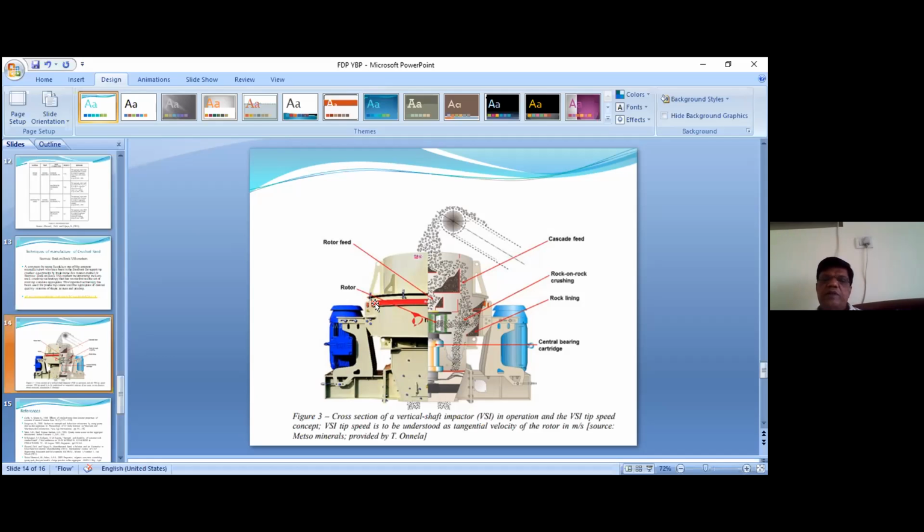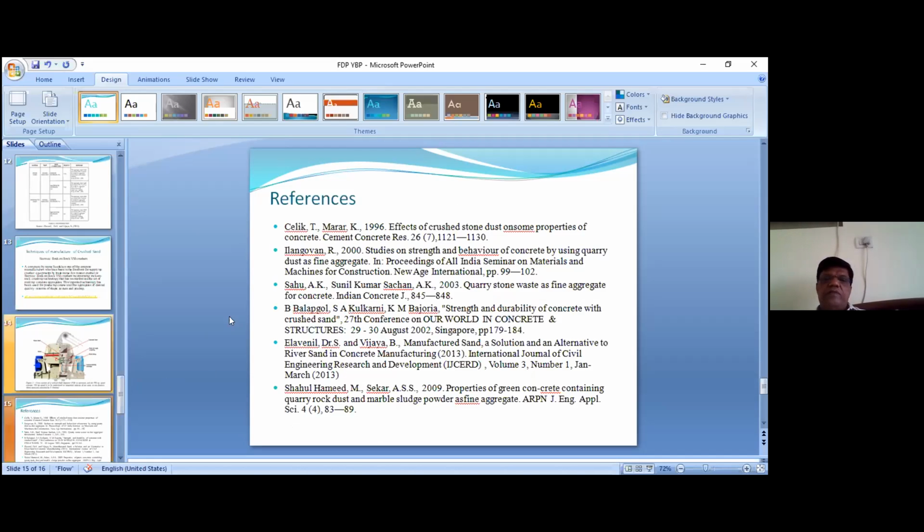Below 75 micron, it is of no use. As per the IS, it permits only 15% silt, so the remaining we have to use as filling. So these are the references. Two references, and there are many such references.